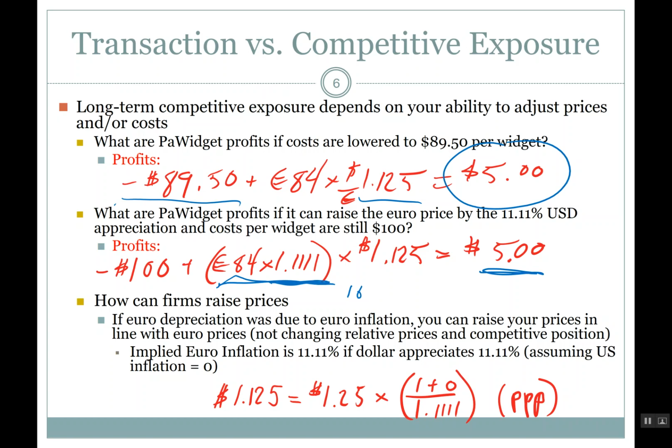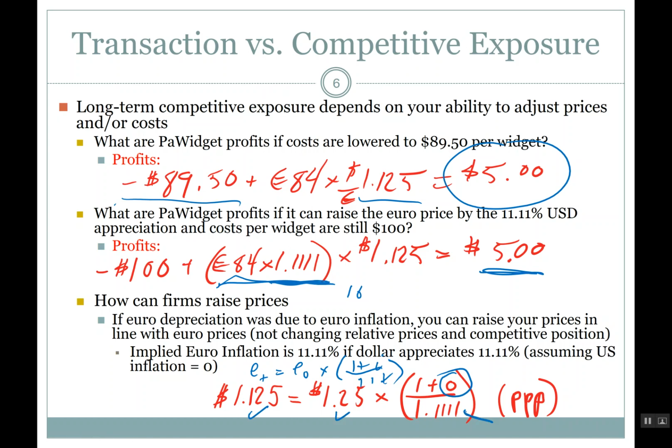Because here's the flashback to purchasing power parity. Remember this little equation? The new exchange rate equals the old exchange rate times (1 plus inflation) over (1 plus inflation). Remember that one? So if the exchange rate was moving according to PPP, purchasing power parity, the new exchange rate is 112. The old exchange rate was 125. Let's just pretend there is no inflation in the U.S. That's what that zero is, zero inflation in the U.S.